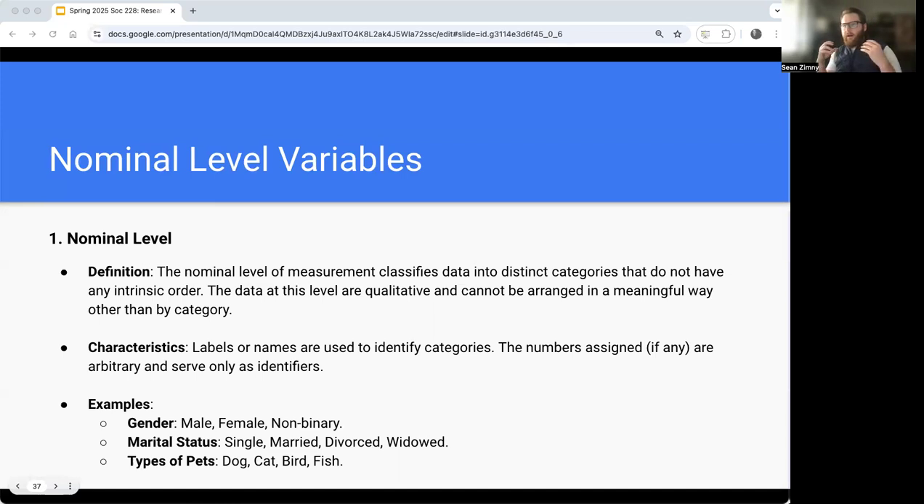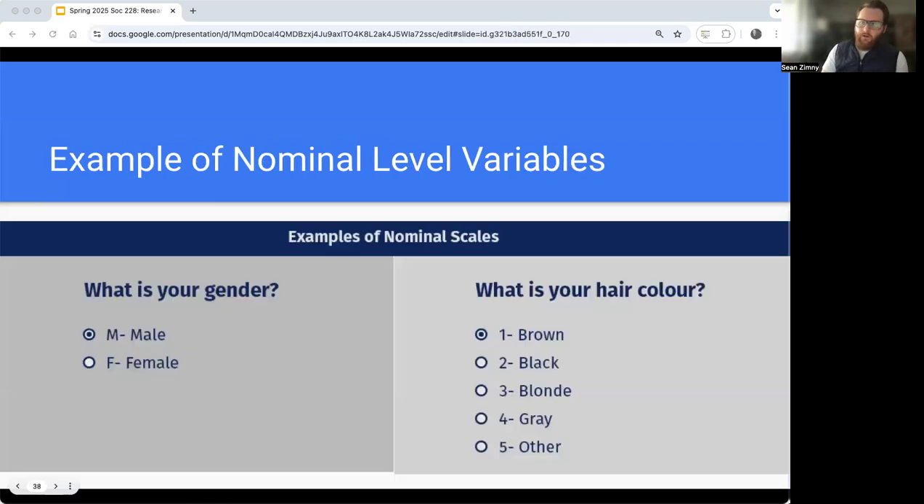So think about gender categories: male, female, non-binary, transgender male, transgender female. Marital status: single, married, divorced, widowed, whatever it might be. Types of pets: do you have a dog, a cat, a bird, a fish? Like asking these as survey questions, there is no order of what is higher, lower, more important, less important. It's just classification in nominal level variables. Racial categories as well, white, black, Asian, whatever it might be, are nominal level variables.